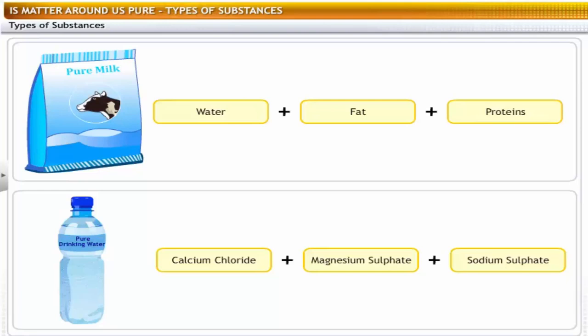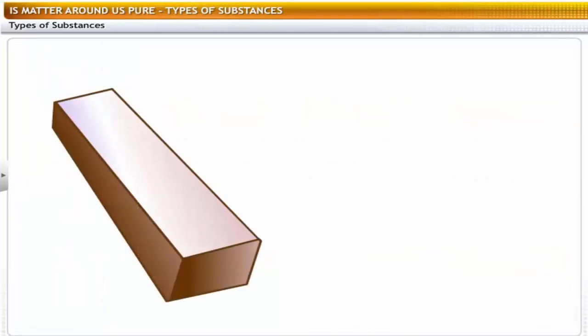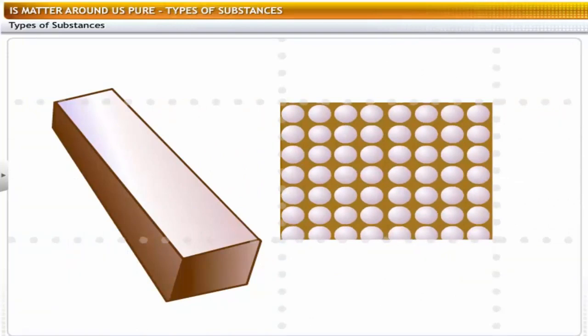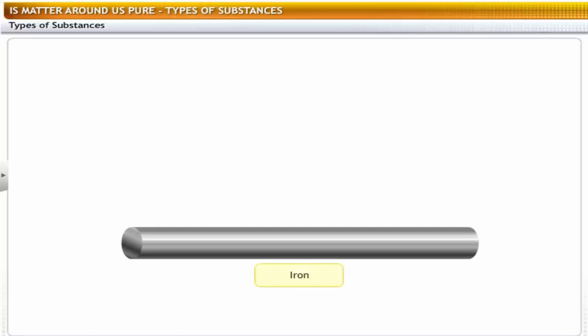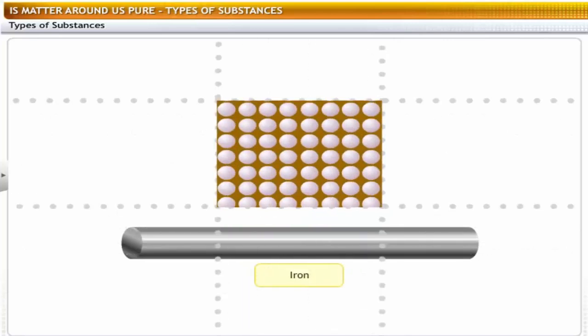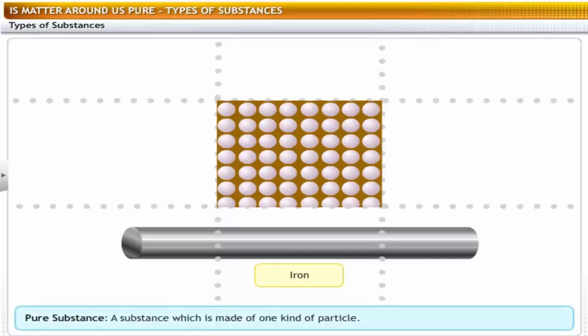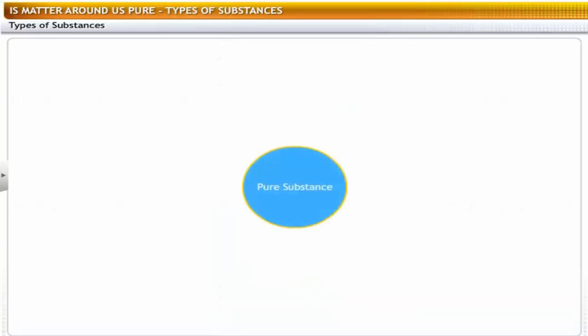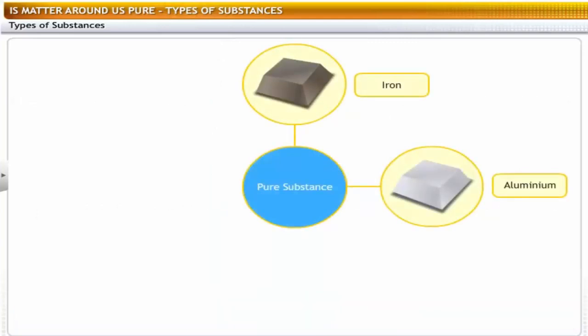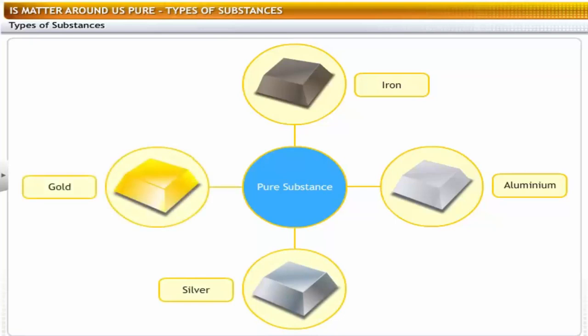For a chemist, the purity of a substance means the substance is made up of only one type of particle. The particles may be atoms or molecules. For example, the element iron is made of only one kind of particle called iron atoms. So iron is a pure substance. From this, we can define a pure substance as a substance which is made of only one kind of particle. For example, iron, aluminium, silver, and gold.